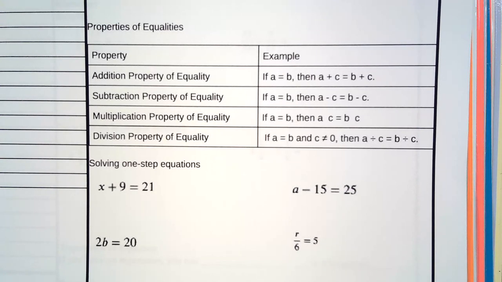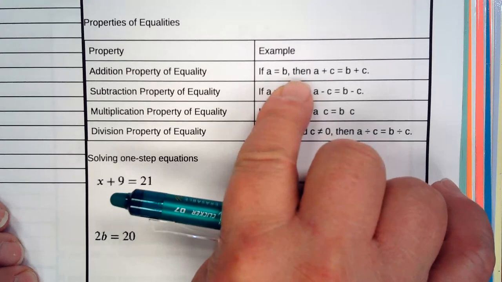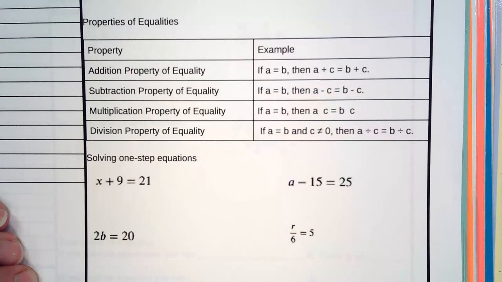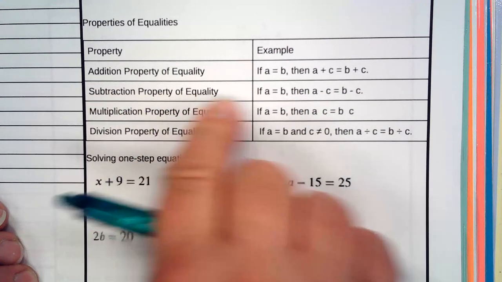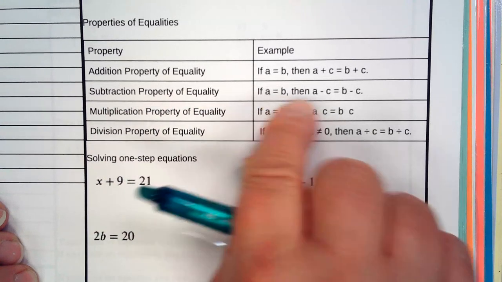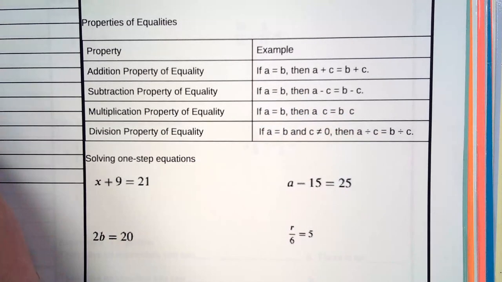Okay, as we get ready to start working on solving equations, there are certain properties you have to remember. There is the addition property of equality. It says that if the numbers are equal and I add them to the same number, then I still have an equal statement. The same thing for subtraction. If the numbers are the same, if I subtract the same number from both of them, it will be the same.